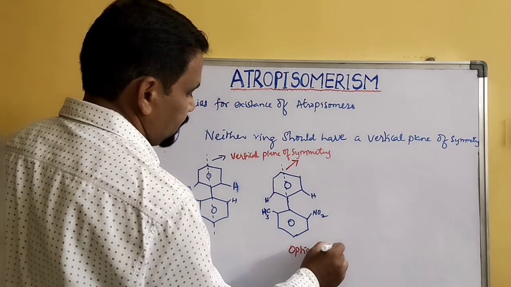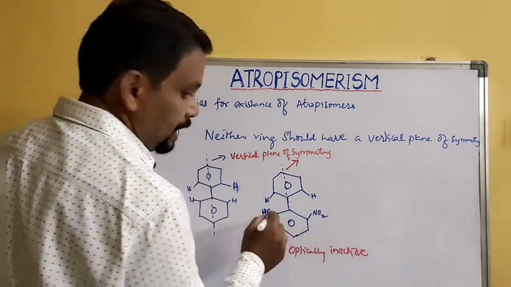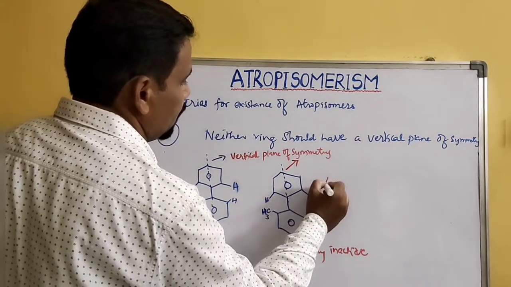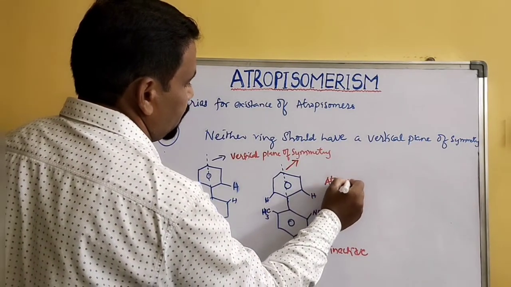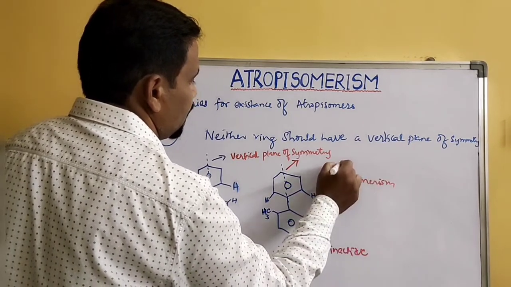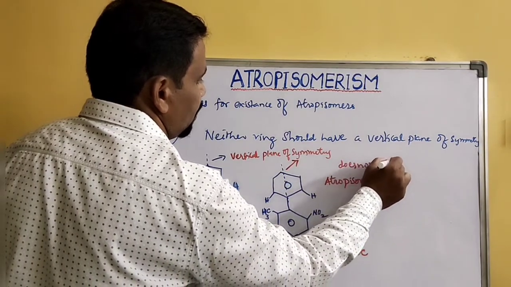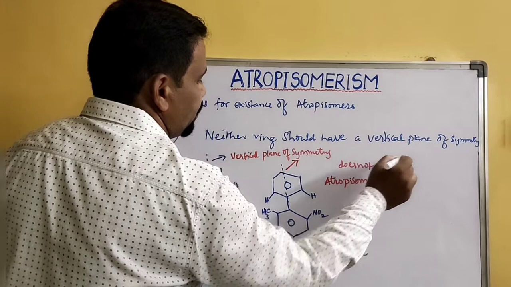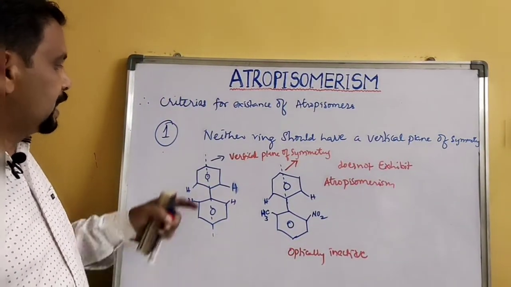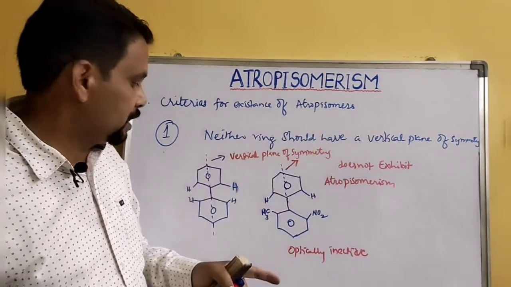Therefore it is also optically inactive, and it does not exhibit heteroisomerism. So why? Because neither ring should have a vertical plane of symmetry.